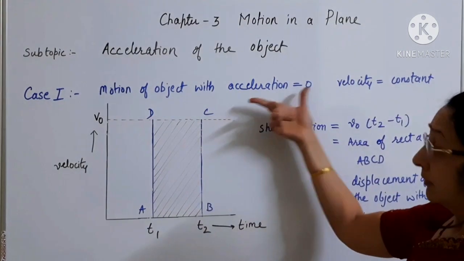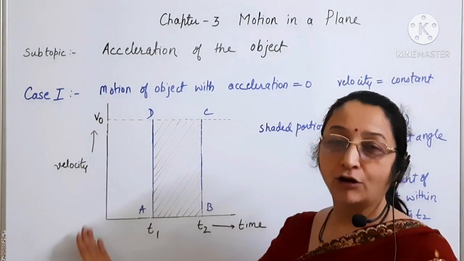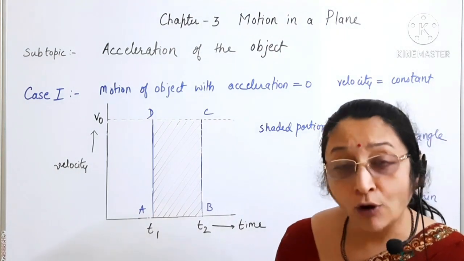Now, and the velocity is constant. Now this is the velocity time graph of the object which is having 0 acceleration.